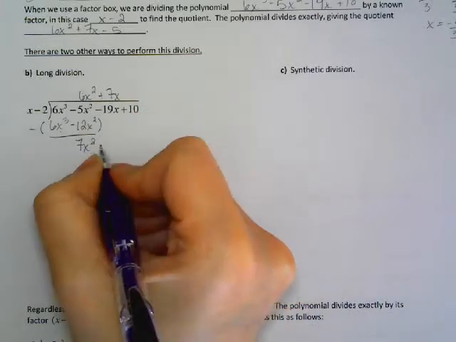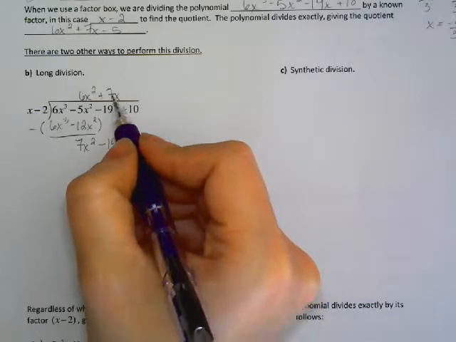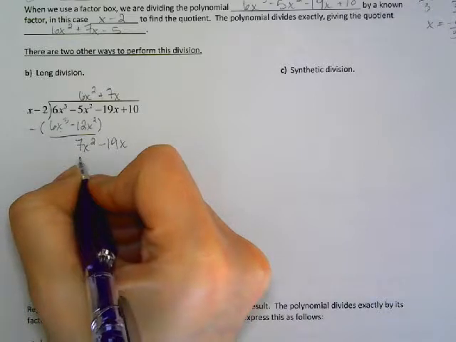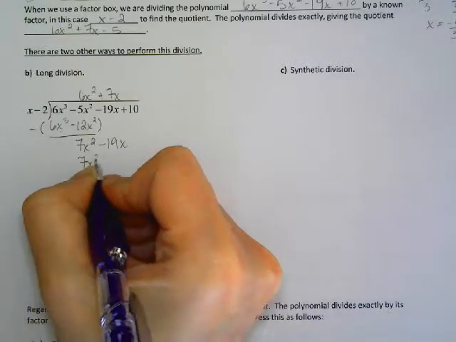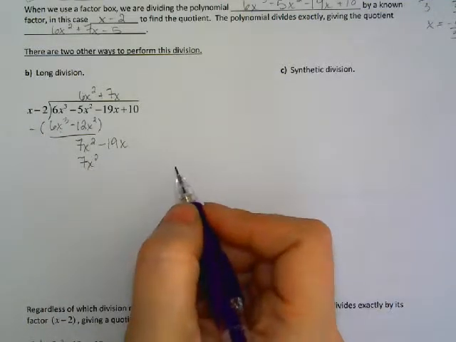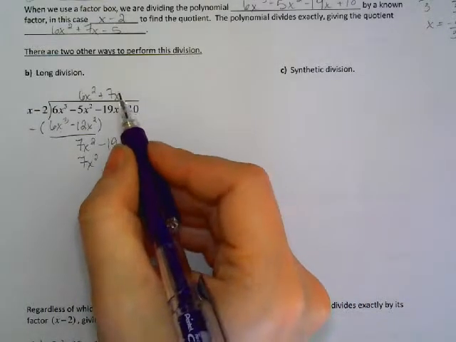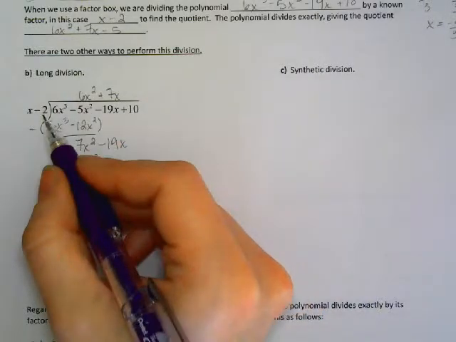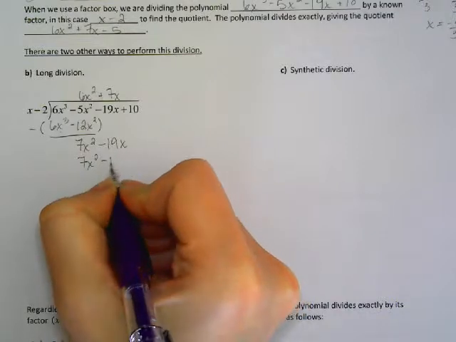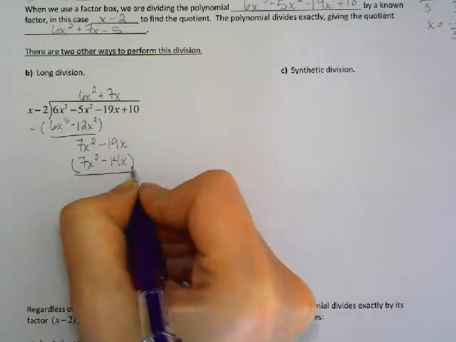And we drop down that minus 19x and multiply again. 7x times x. Why aren't we seeing how many times negative 2 goes into 7x? Because we take care of the negative 2 part when we multiply. Just stick with me. Then we do the 7x times negative 2, which gives us negative 14x. Oh, okay. Then we subtract again.